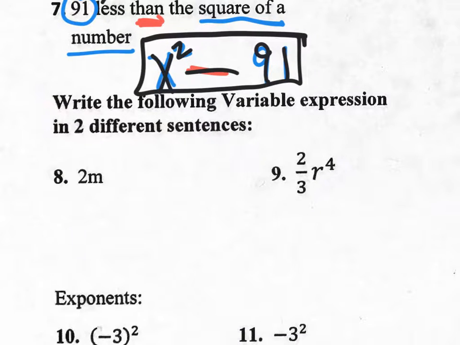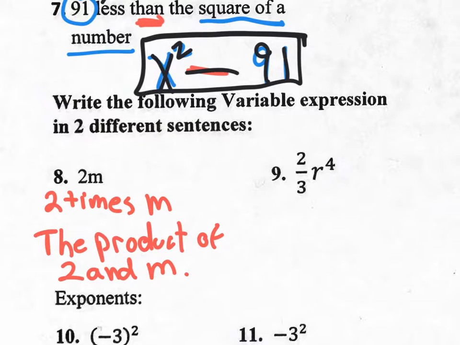Okay, so number 8. It says, write the following variable expression in 2 different sentences. So right here we have 2m, but what math operation is between the 2 and the m? Multiplication. So you could say 2 times m, or you could have said 2 times a number, right? Or you could also use the fancy word for multiplication, which is what? Product. The product of 2 and m.